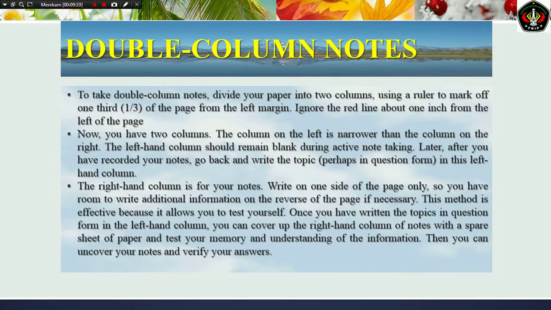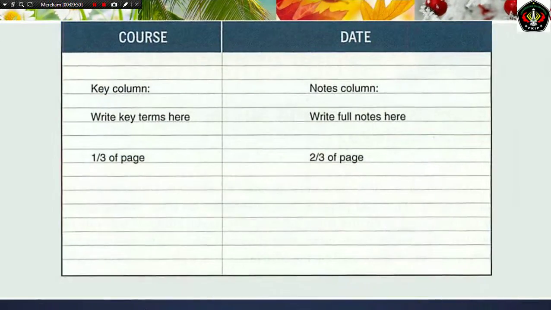The right-hand column is for your notes. Write on one side of the page only, so you have room to write additional information on the reverse of the page if necessary. This method is effective because it allows you to test yourself when you have written the topics in question form in the left-hand column. You can cover up the right-hand column of notes with a spare sheet of paper and test your memory and understanding of the information. Then you can uncover your notes and verify your answer. Here's the example.